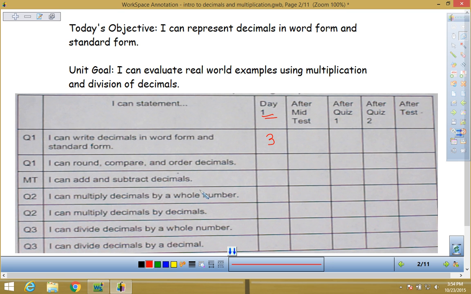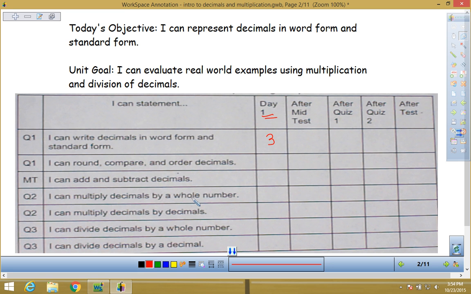The second one, I can round, compare, and order decimals. The third one, I can add and subtract decimals. So if you know what to do with a decimal in an addition or subtraction problem, rate yourself appropriately. If you have no idea what you're supposed to do, on the same end, maybe you need to be a 1 or a 2.